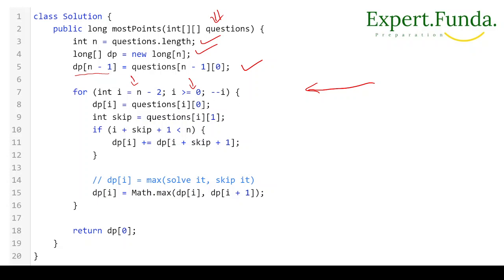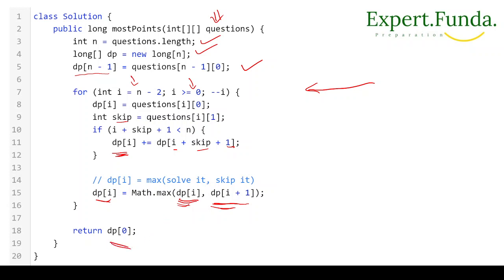So from dp of I we get questions at I and 0 each time, and we will take one skip, questions at I and 1, and we have to check I plus skip plus 1, if it is less than n, then we will find our dp. How do we get dp at I plus skip plus 1, right? Each time we will update our dp at I so that it gets maximized. To maximize, each time we take the max of the dp after solving, which is our solve question, and dp of I plus 1, which is our skip question, right? So whichever is max will go into dp at I, and finally we will return dp at 0.